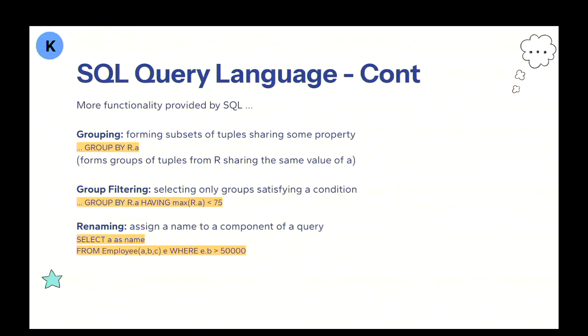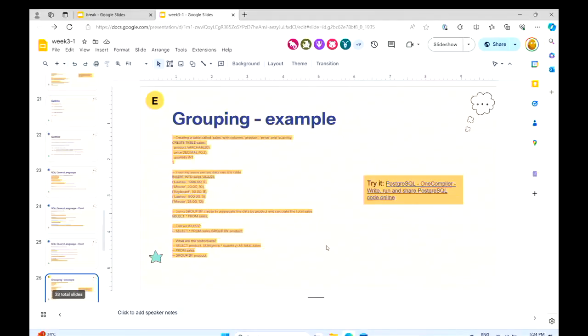And the last functionality provided here is renaming. We can use the keyword as to name some of the attributes. Naming doesn't affect the semantics of the query you have written. It will only improve the readability of the query. So this is all about the functionalities, and let's do some exercise.